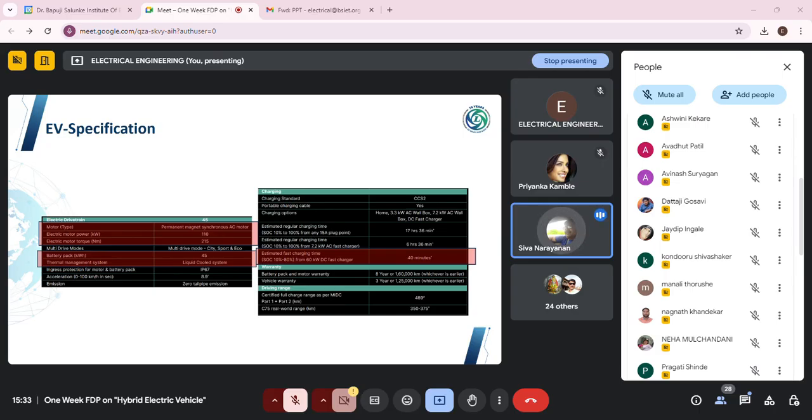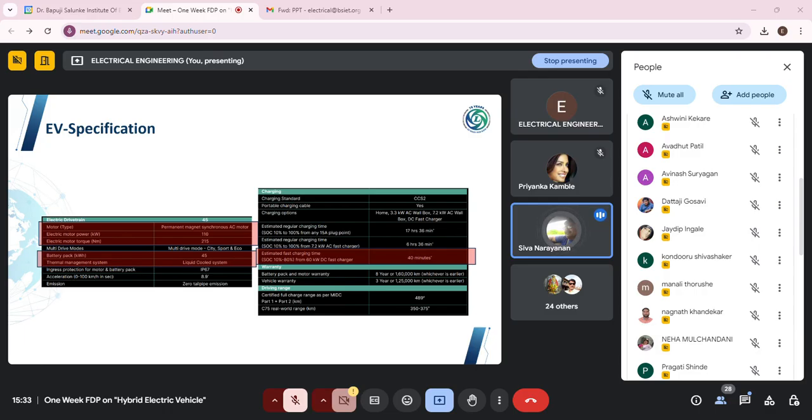Then the most important part is what battery pack they are using. So here they are using around 45 kilowatt hour. We need to study how these numbers are arrived at. If time permits, I will try to give a small idea on this.